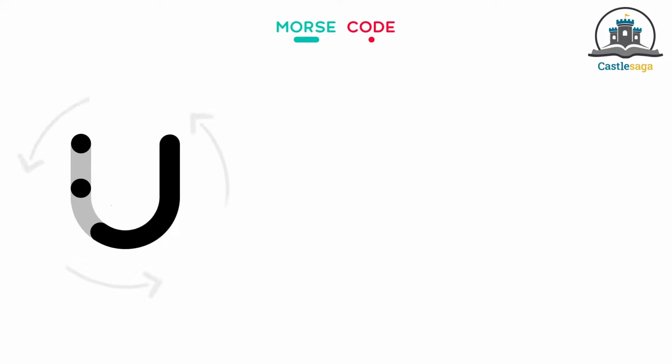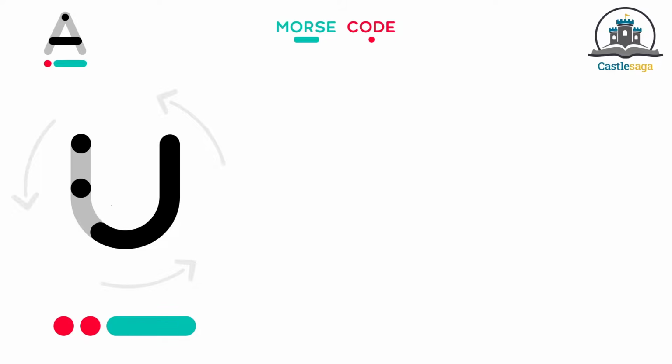Okay, we are almost towards the end. Now our letter is U. U is dot, dot, dash. Remember counterclockwise rule. Dit, dit, da. Dit, dit, da.